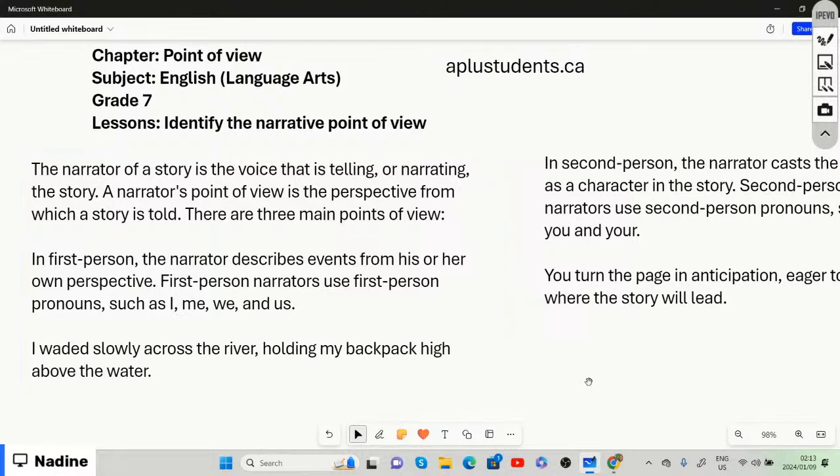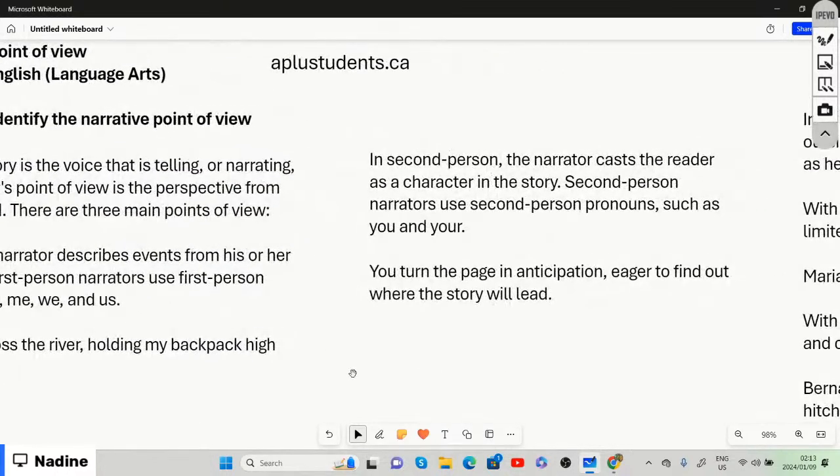And then we have the second person, right, where the narrator calls you as the reader a character within the story. And within second person, the narrator uses second person pronouns such as you and your, right? And that basically calls you as the reader a character within the story.